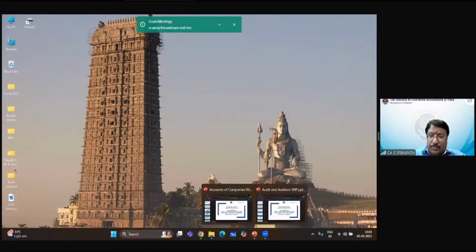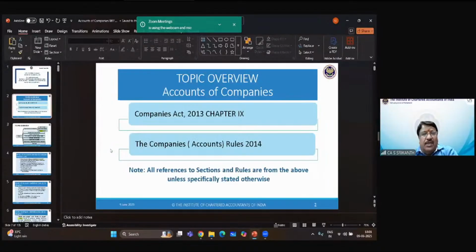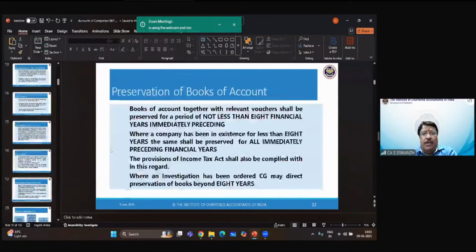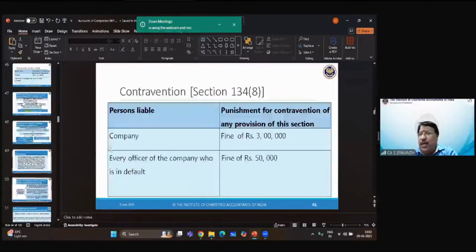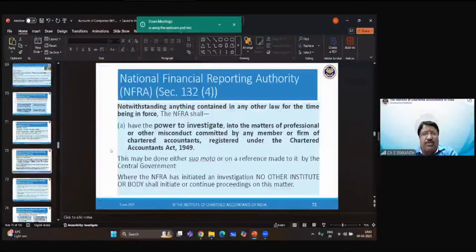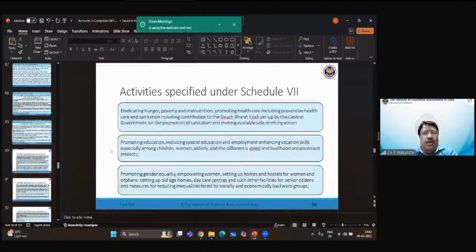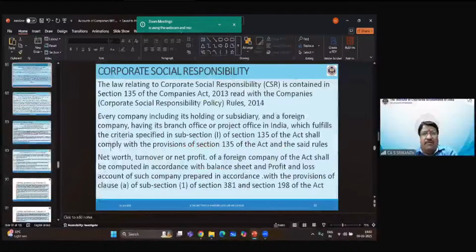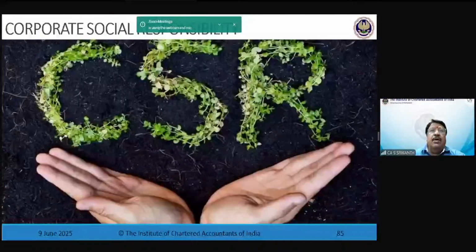PowerPoint. See, in the last class, we were discussing corporate social responsibility, and I think one or two more sections needed to be done, which I could not complete. So today we will do that. We covered NAFRA and all. We just started CSR, if I remember right. We started CSR, but we could not complete it.